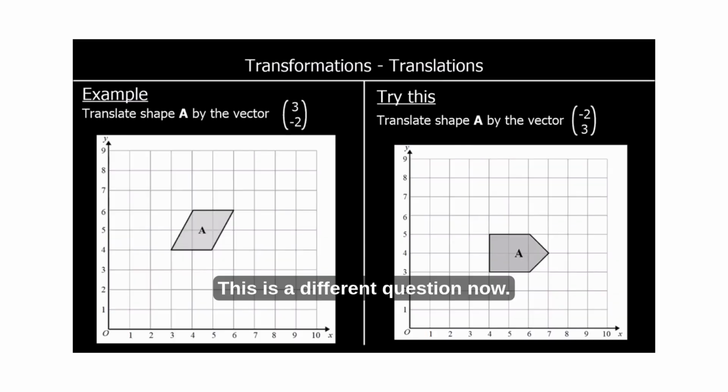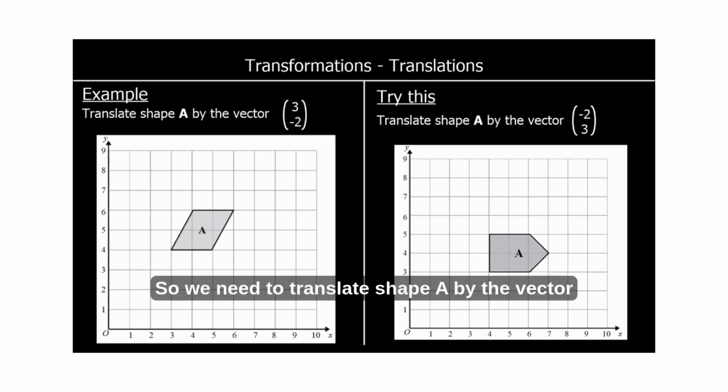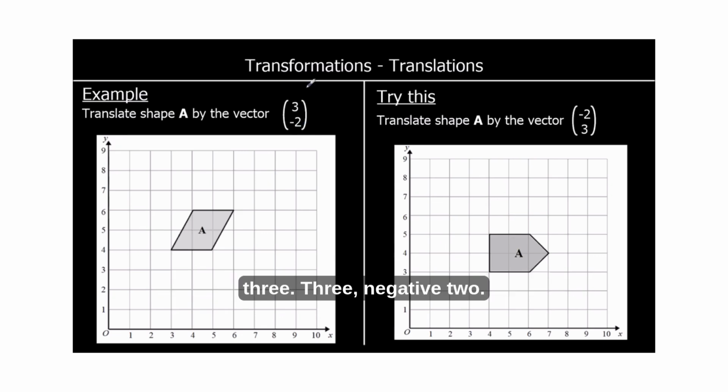This is a different question now. We have to translate the shape. So we have to do the moving. So we need to translate shape A by the vector 3, negative 2. So what does that mean? That's 3 to the right and, well, 2 down. So 3 right, 3 in the positive x direction, and then down 2. So 2 in the negative y direction.